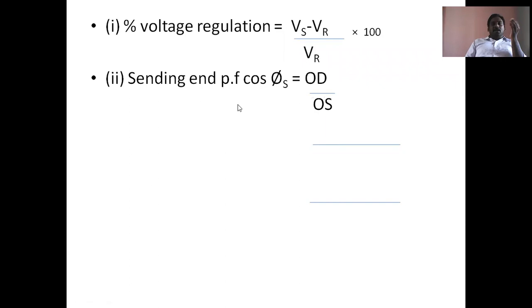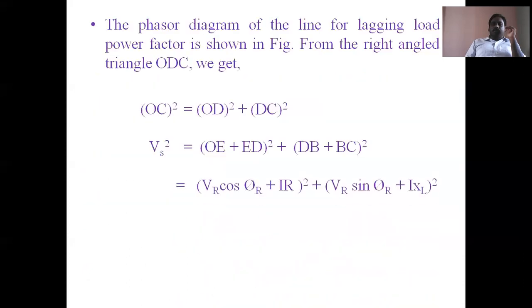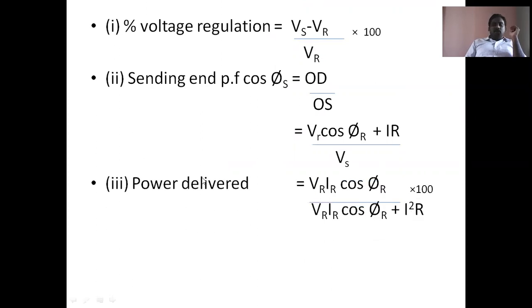Then the sending end power factor is, see here, where this is total, this is phi s. Here you have to calculate cos phi, the angle is there. So cos phi is equal to OD by OC, then VR cos phi R plus IR by Vs. So then power delivered is equal to VR cos phi R by VR cos phi R plus I square R.